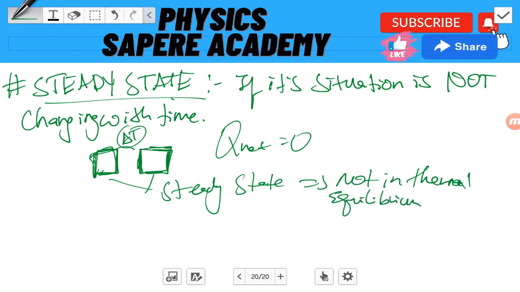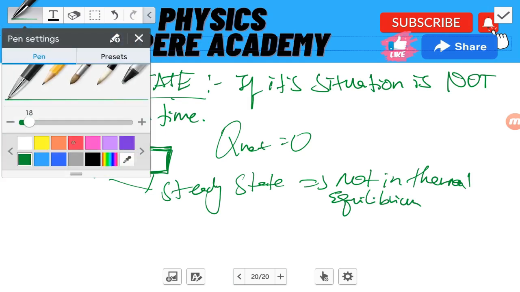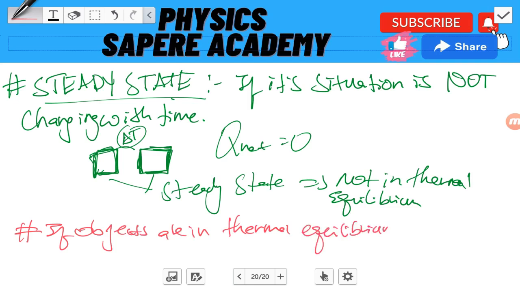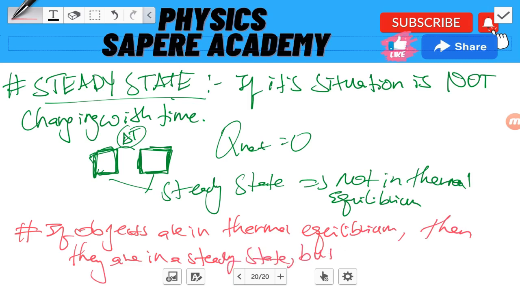So what does this imply? If objects are in thermal equilibrium, then they are in a steady state. But the reverse is not true. So objects which are simply in a steady state are not necessarily in thermal equilibrium.